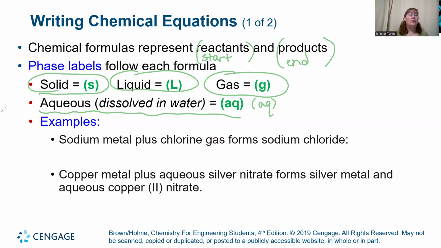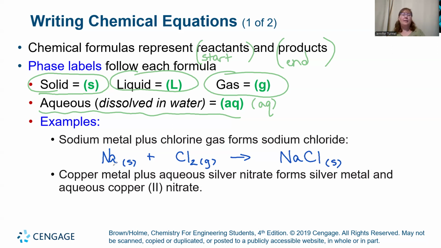Okay, so now let's take a look at how we would write some of these. It says sodium metal plus chlorine gas forms sodium chloride. So sodium is Na, and then again, it's a metal, so it's a solid. Right. And chlorine is one of our diatomics, so it's Cl2, and then we have a gas, and it is going to form NaCl. Okay, and sodium chloride all by itself is table salt, so we know that that's a solid. Okay, and there's no water in here, so we know that it won't be aqueous.